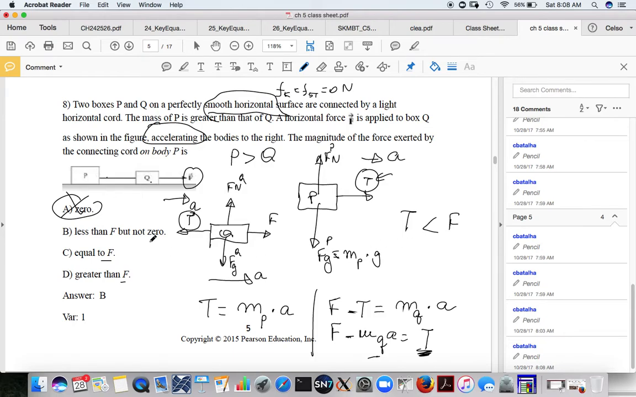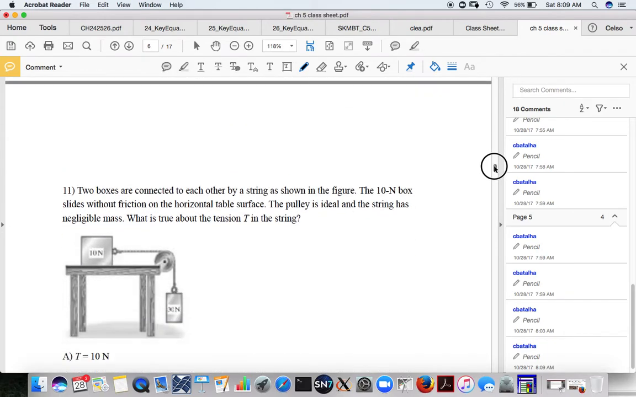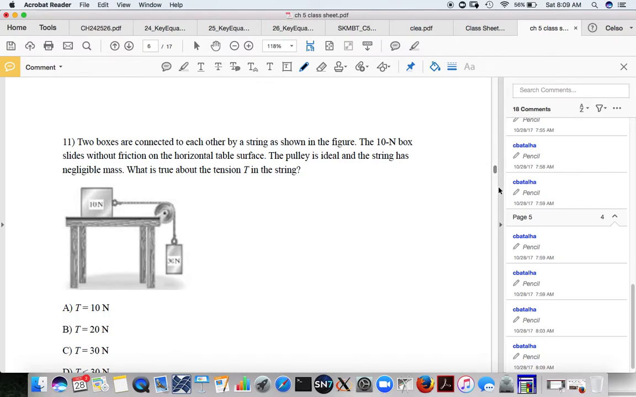So which one? Tension is less than 0. No, less than F, but not 0. Yeah, that looks good. Tension can't be 0 because you have an acceleration that is not 0. So B is good. Oh, we did this in class.